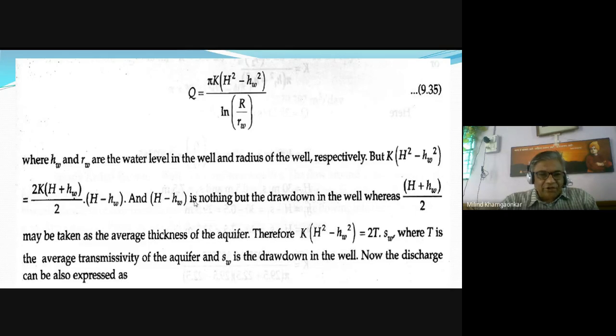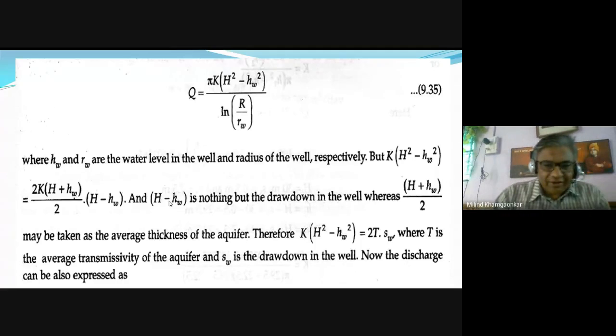H minus HW is nothing but the drawdown in the well itself. H minus HW is SW, the drawdown in the well under observation, under study. And H plus HW divided by 2 can be taken as the average thickness of the aquifer.